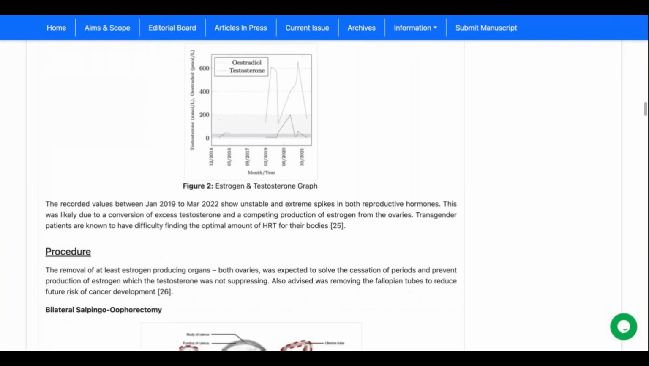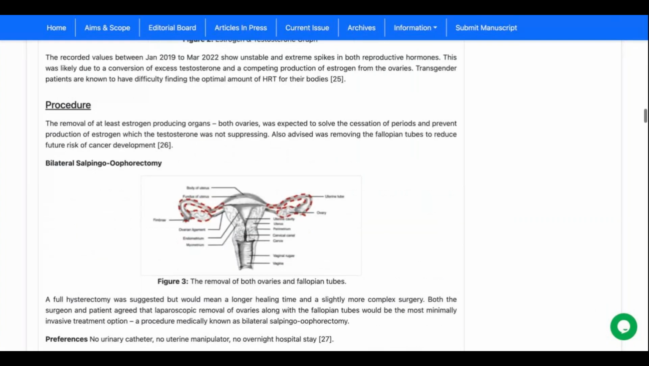They just wanted the minimal amount of organs removed. They didn't want the whole thing removed. So we just removed the ovaries and the fallopian tubes, because it reduces the future risk of cancer. The patient was happy with that.